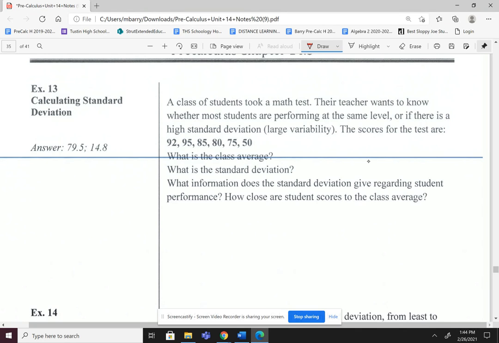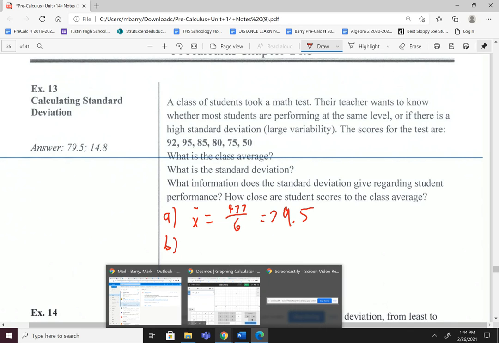What's the class average? So we'll call that part A, class average. So we'll add everything up. 92 plus 95 plus 85 plus 80 plus 75 plus 50 is 477. And we have 6 tests. So the average is 79.5. And what's the standard deviation? So for this, again, like I said in the previous video, I'm just going to do this in Desmos.